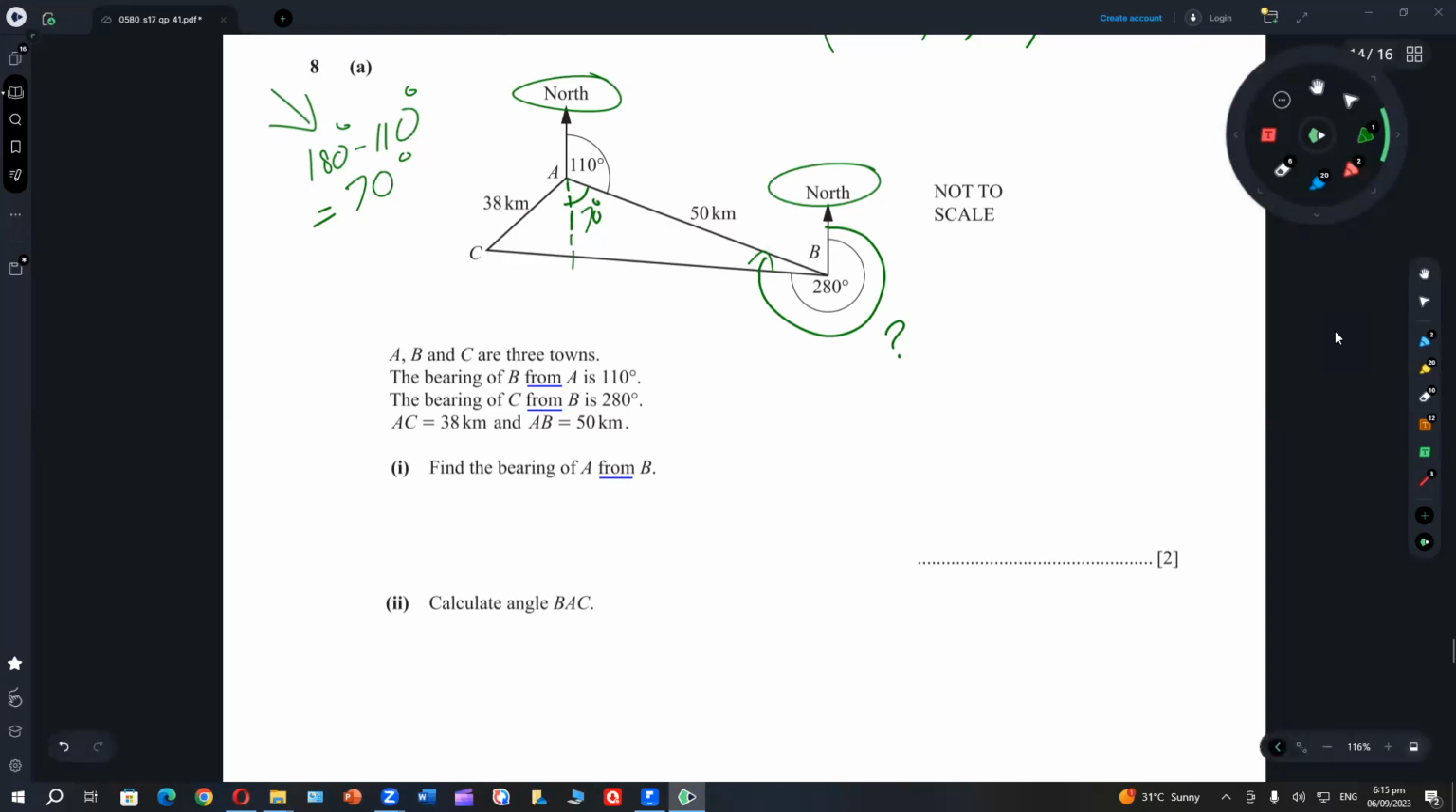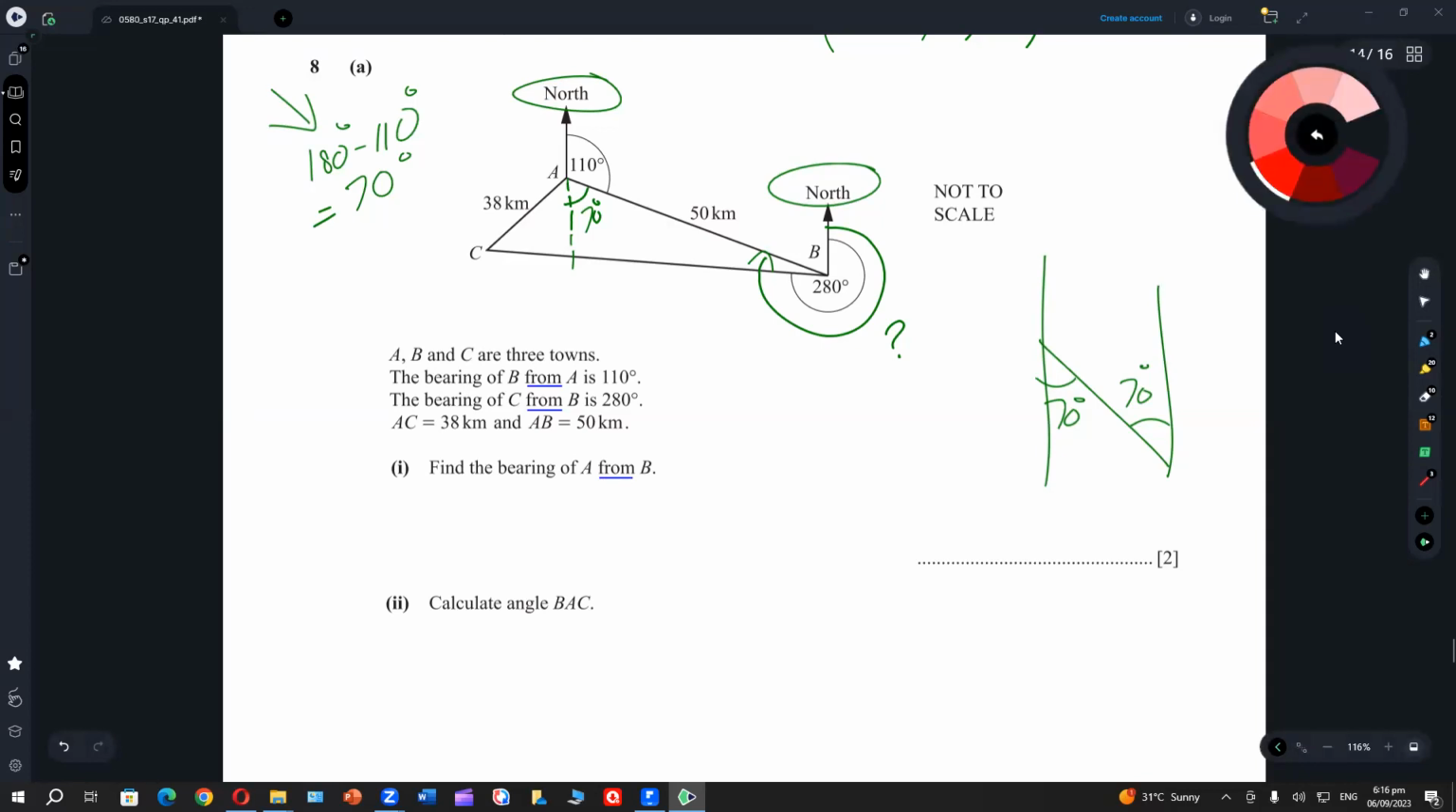And if you remember the property, alternate angles, I draw it here for understanding. If this is 70, this will also be 70. So the answer would be 70 then? Yes, this angle will be 70.